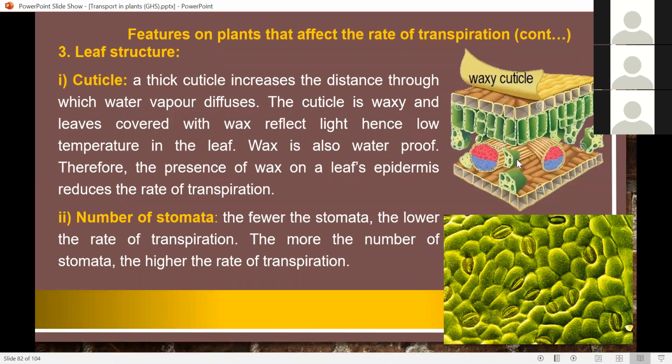So when water accumulates within this leaf, if these stomata open, then that water will pass out. If these stomata are kept closed, then the water within the leaf will not be lost, so there won't be any transpiration. So the more stomata that the leaf has, obviously, the higher the rate of transpiration. Those are the two aspects that we discussed on Tuesday.